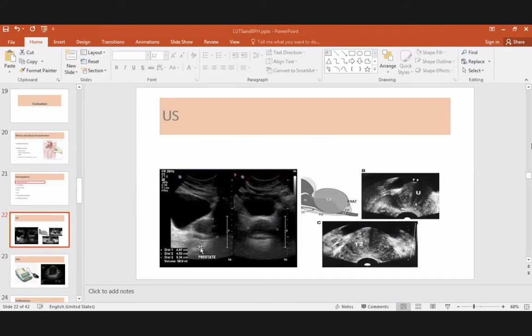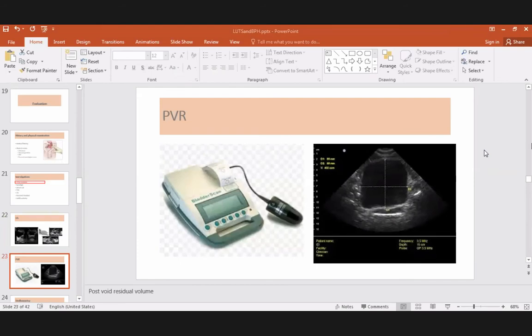When we do the ultrasound, if the bladder is pushed by the increased prostate, we can see a dome formation within a full bladder. We can identify that the problem is arising from the prostate, and whether it arises from the transitional zone or the peripheral zone. That is also very clear. Other signs of malignancy and benign conditions can also be seen on ultrasound. PVR, the post-void residual, is also very important to identify in these patients because of the obstruction.